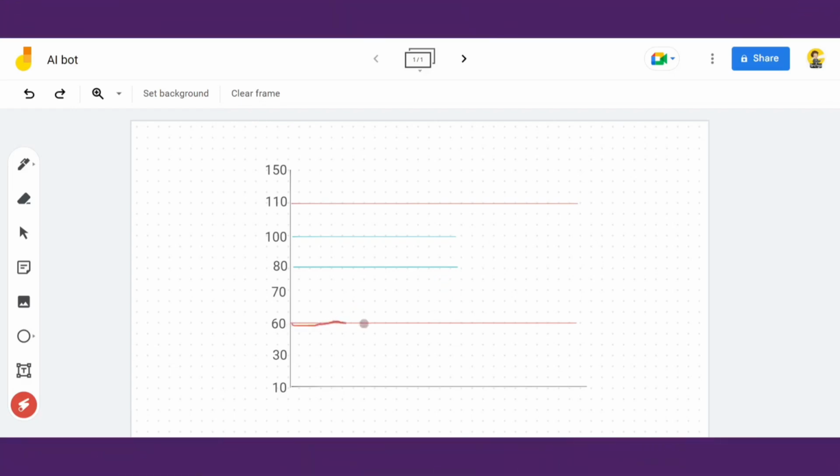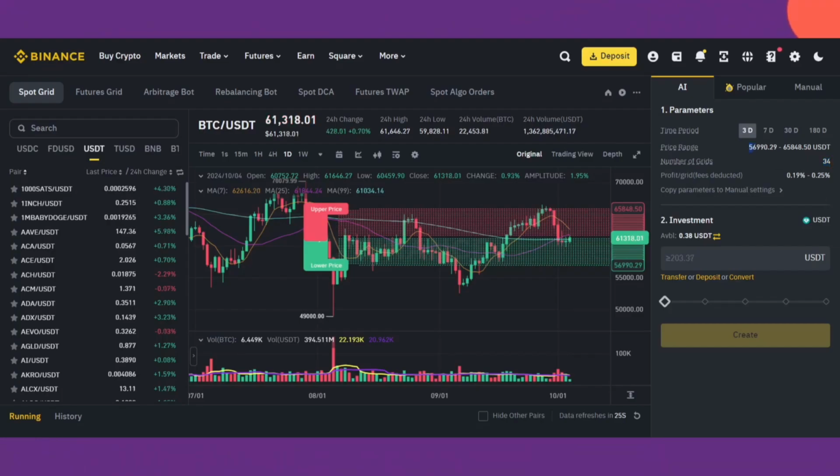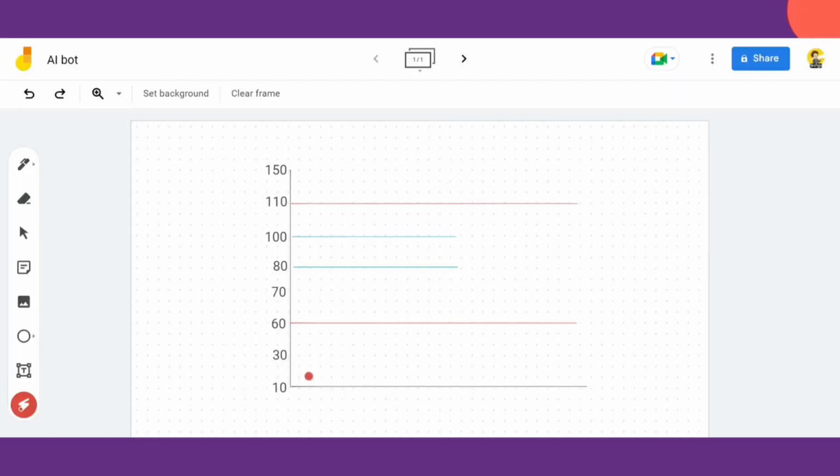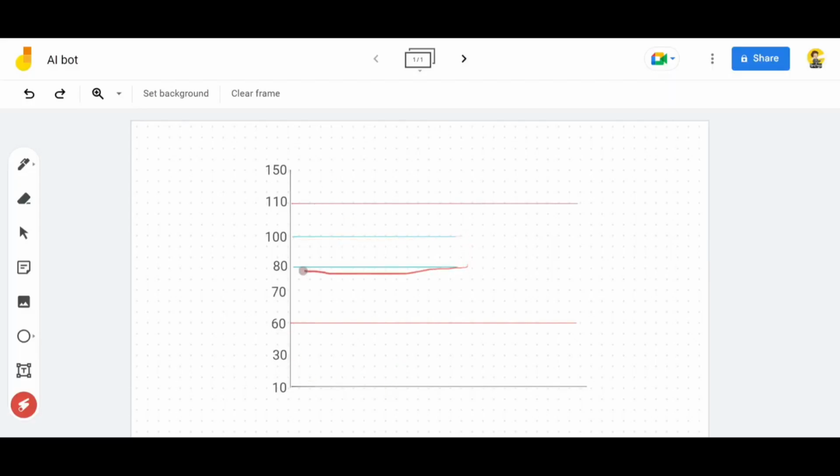Now look here. This is the price range. If I talk about this chart, the price range here is from 60 to 110. Like here it is from 56 to 65, and similarly here it is from 7 to 110. And the number of grids is 1.